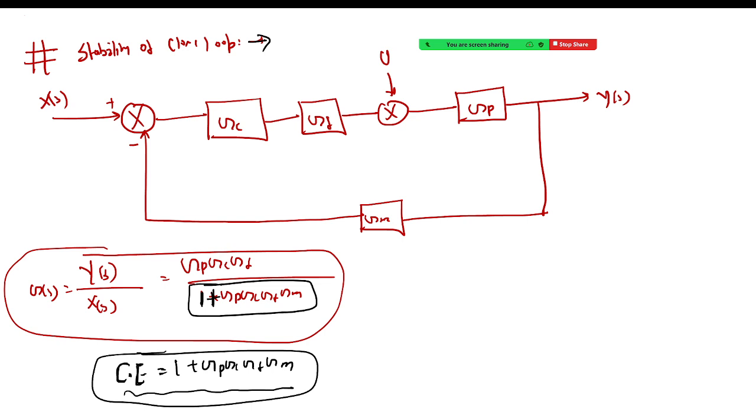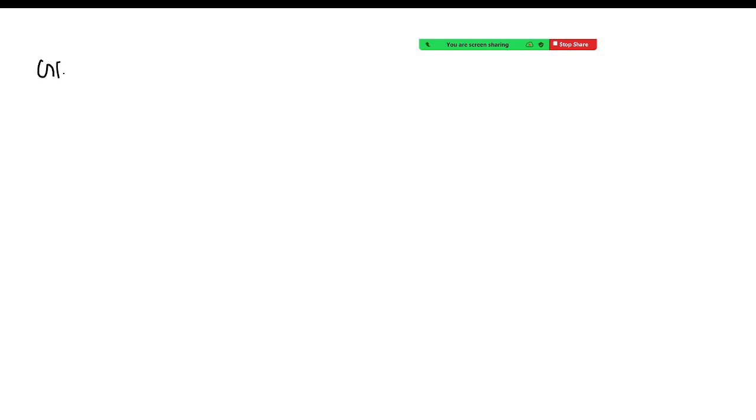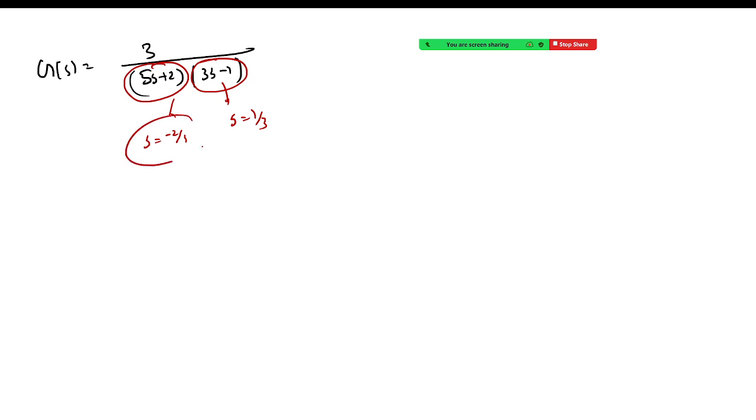If you try to understand, in the previous lecture I told you if there is a transfer function GS equal to 3 upon 5s plus 2 and 3s minus 1, you just go and check the poles. This is called the poles of the transfer function. So here you will see the pole is equal to 1 upon 3. Here you will see the pole is equal to minus 2 by 3. So if any of the roots of this characteristic equation is positive, then the system will become unstable, right? So this is also a characteristic equation over here.